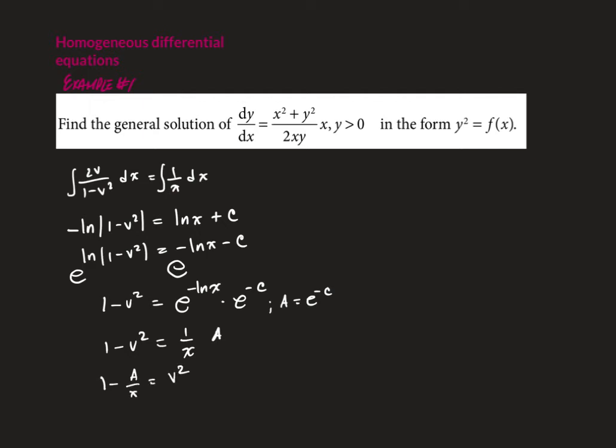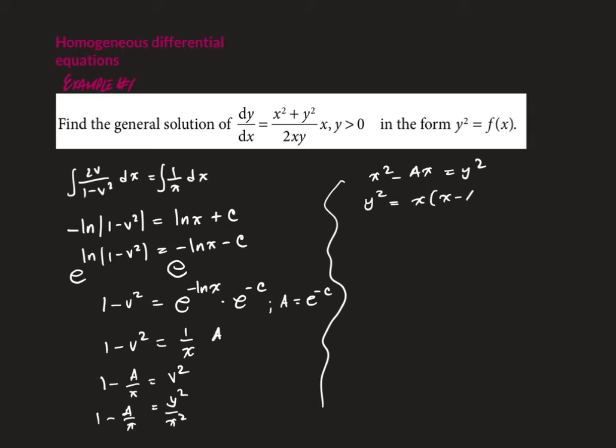And if we substitute v squared with y squared over x squared, solving for y squared, x squared minus ax is equal to y squared. Or if you prefer, y squared is equal to x squared minus ax.